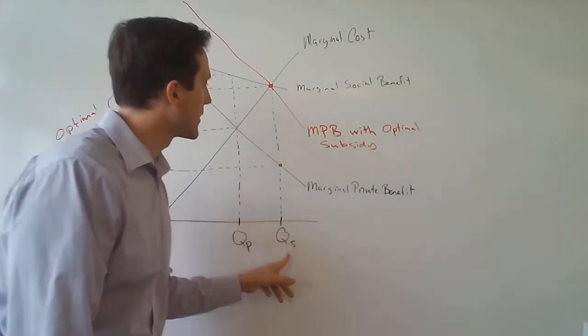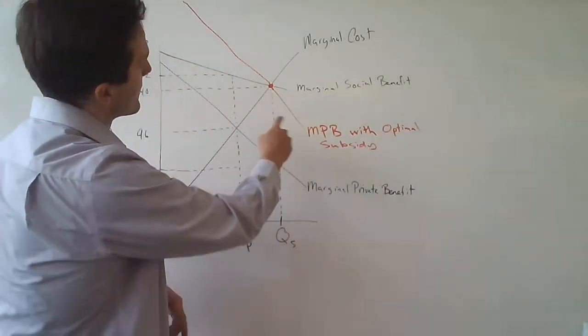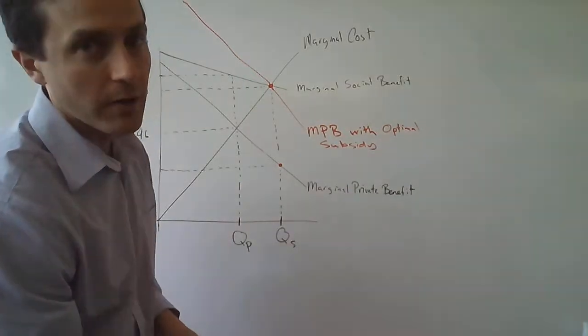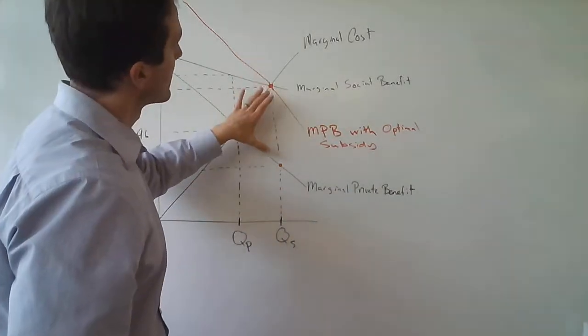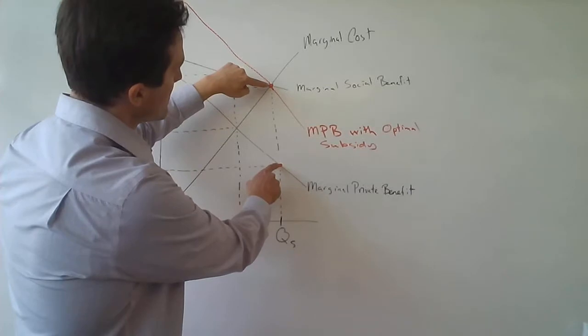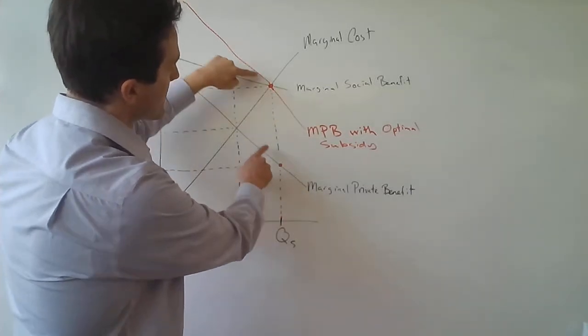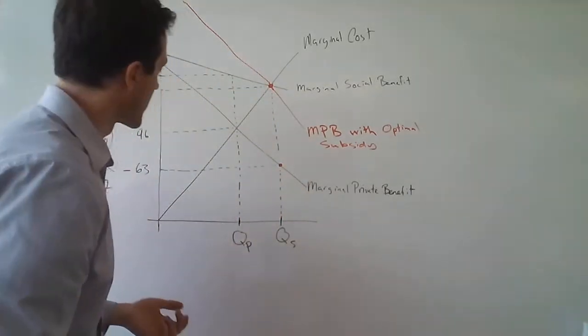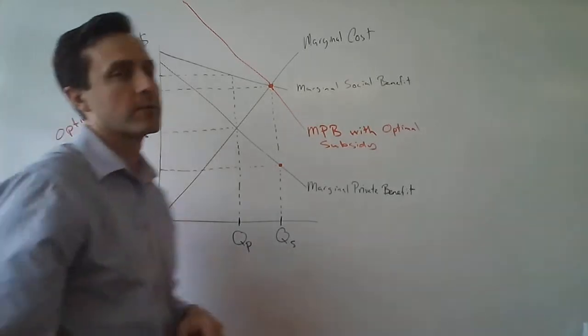Okay, and so the way I've drawn it, the two lines are not quite parallel, but they should be parallel. And since these two lines are parallel, the vertical distance between them is the size of the subsidy. And that's what I've got over here.